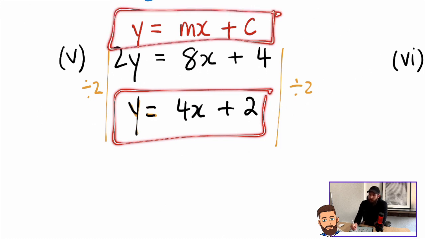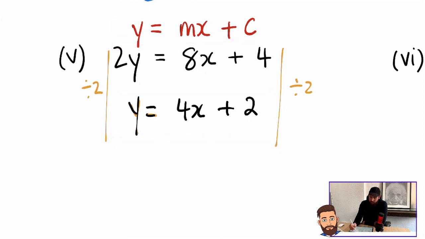Now we have our equation of a straight line in the correct form. It says y equals. Now we can map it up. What's m? M is always in front of the x, the coefficient of x. What's c? C is the bit at the end. Okay. So our c is plus 2. So we could say that m is 4 and c is 2.